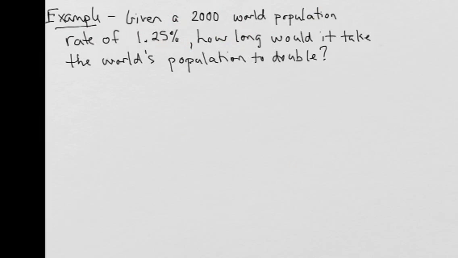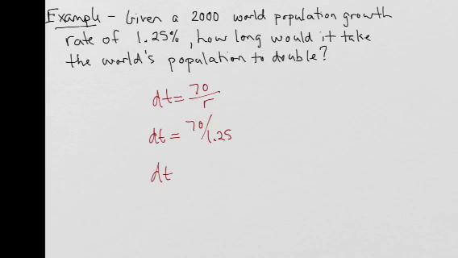All right, so let's look at an example. It says, given a 2,000 world population growth rate, I left out a word there. There should be the words growth rate in there, of 1.25%, how long would it take the world's population to double? So again, we're going to use this formula: doubling time equals 70 divided by the growth rate. Since we're looking for doubling time, that's the piece we're missing. And we do know the growth rate of 1.25%. And again, don't convert it. Leave it at 1.25.